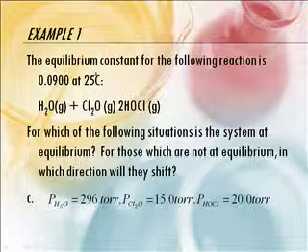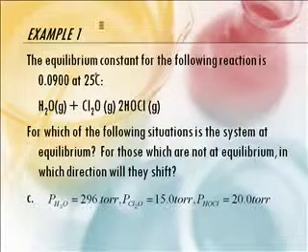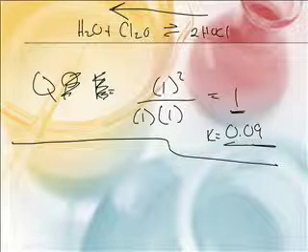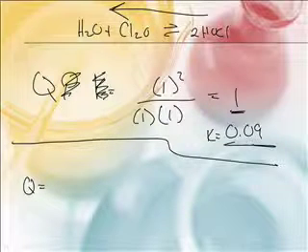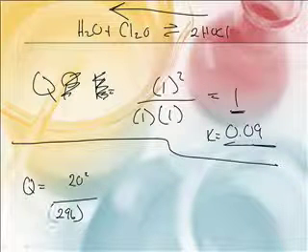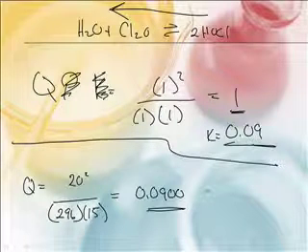And then question C, we have the same thing here, except we have different values. We'll just do it here. So we're going to say Q would be equal to 20 squared over 296 times 15. And I think I actually know what that is in my head. I think it's 0.0900. Now, what's going on with that is this is at equilibrium. So since it's equal, it's at equilibrium.